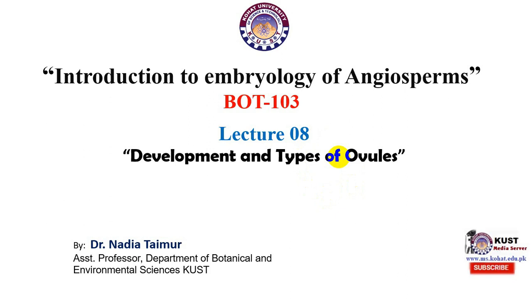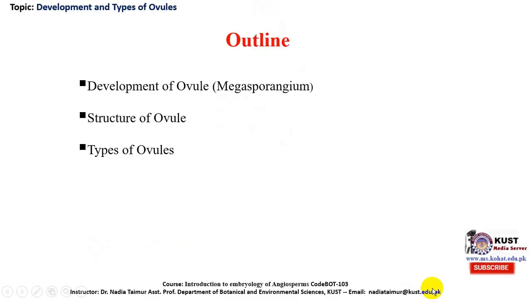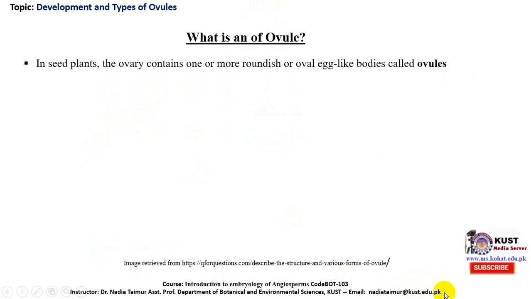So today we will discuss the topic which is development and types of ovules from our course Introduction to Embryology of Angiosperms. The outline of today's lecture includes three main topics: development of ovule, structure of ovule, and types of ovule. So the question arises, what is an ovule?